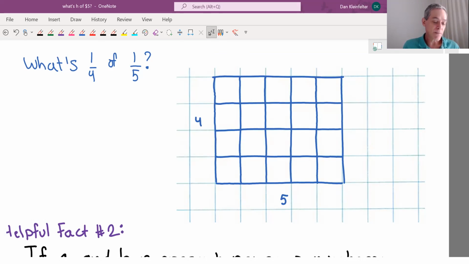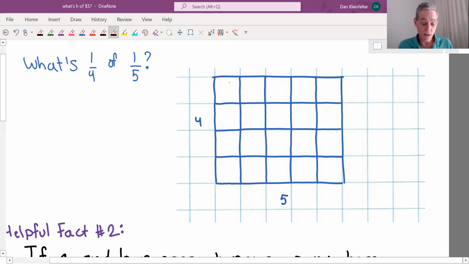So let's think about the problem if we had 1/4 of 1/5. If we wanted to take 1/4 of a fifth of something. So I've drawn out one whole. So that's this bigger blue rectangle, and it's like a birthday cake or something. And we've cut it into 5 pieces horizontally and 4 pieces vertically. And of course, 4 times 5 is 20. You should see 20 squares there in the darker blue.